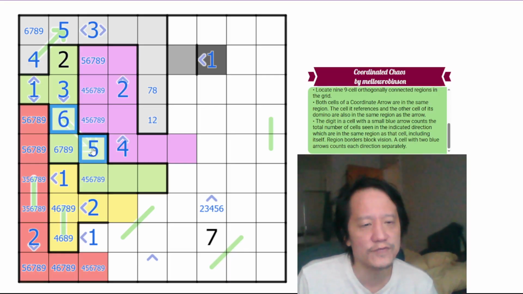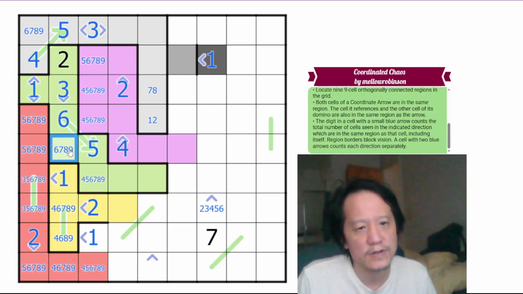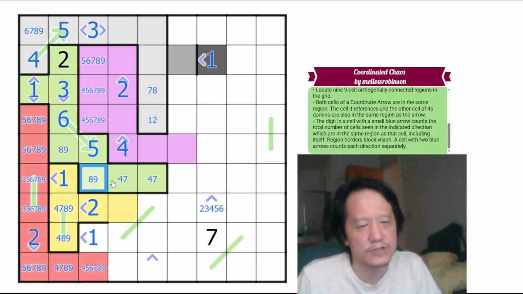This arrow, 6, 5, points to here. So this is 4, 7, adding up to 11 as a pair. Therefore, this can't be 6 or 7. This can't be 6 in the rest of the column. This can't be 4, 7. It can't be 5 or 6. This is 8 or 9 here and 8 or 9 here.